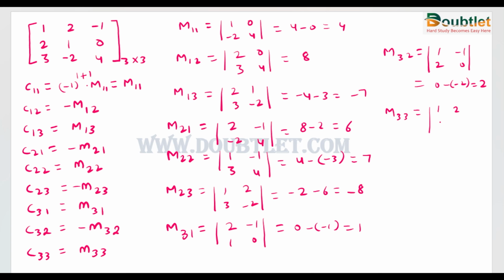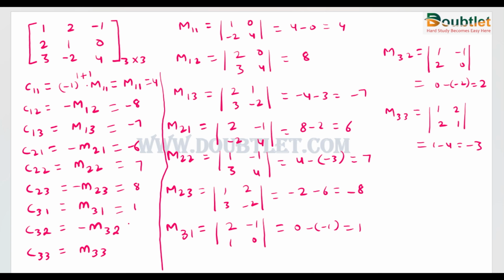So we have just found the minor of each element, and if we replace them in the values of the cofactors: M11 value is 4, C12 is minus of M12, so it will become minus 8, C13 is M13, minus 7, C21 will become minus of M21, so minus 6. M22 is 7, so it will become 7. M23 is minus 8, so it will become 8. C31 will become 1, C32 will become minus 2, and C33 will become minus 3.